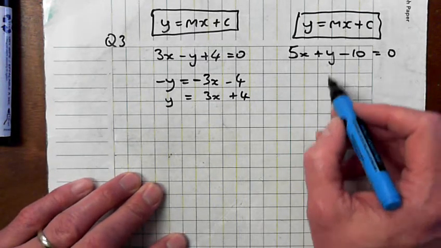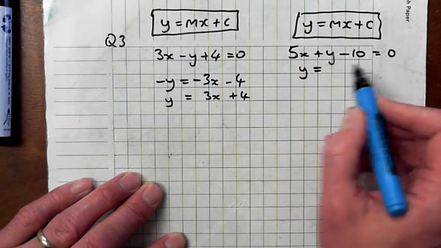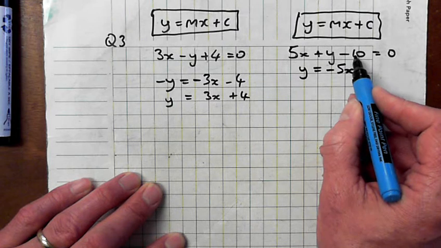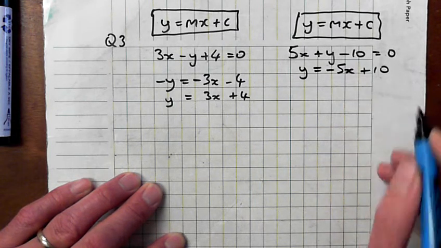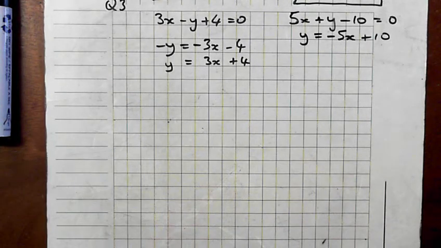We have to rearrange this one. So y is already on the left hand side. 5x goes across, it's minus 5x, and 10 goes across, it's plus 10. Alright, so that one's rearranged handy enough. So now we have to draw the two of them.